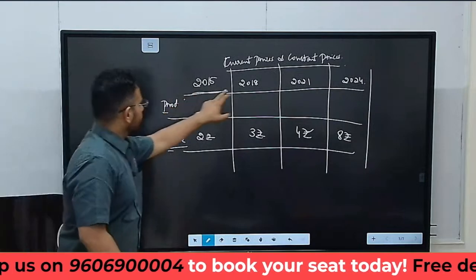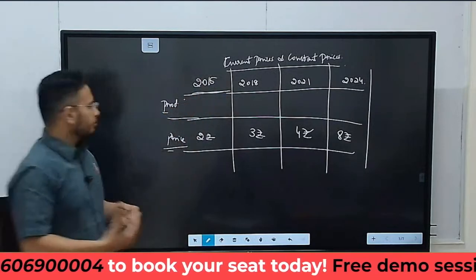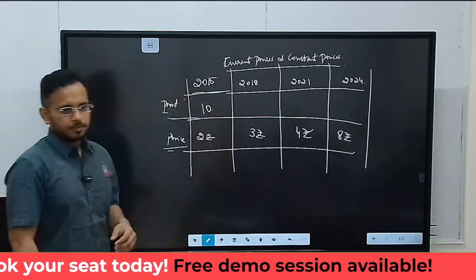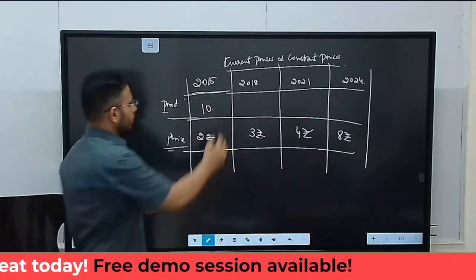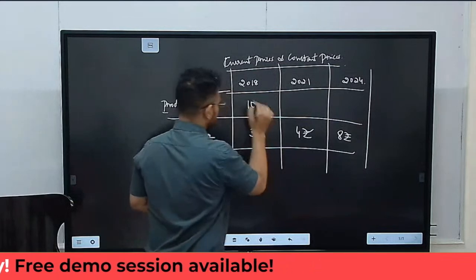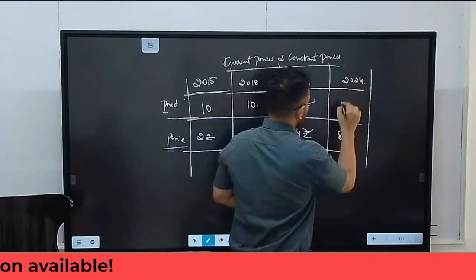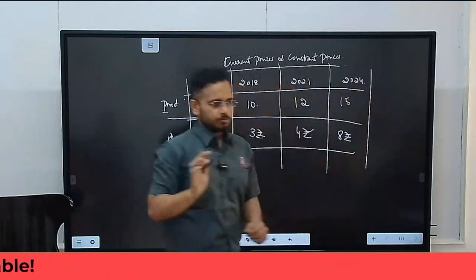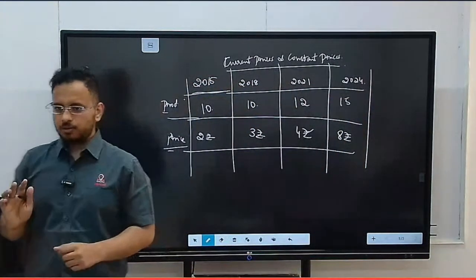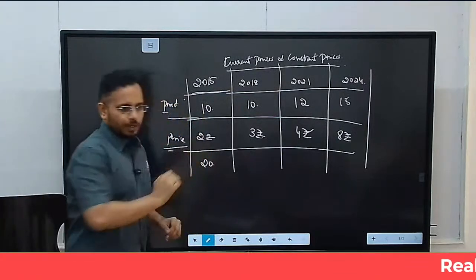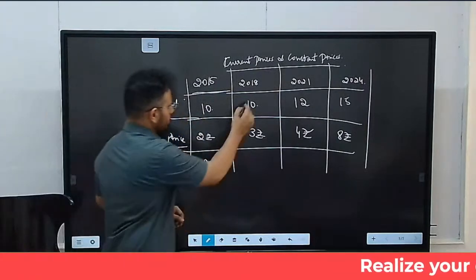In the year 2015, we have produced 10 eggs. The entire country has produced 10 eggs. 2018, we have produced 10 eggs. 2021, we produced 12. 2024, we produced 50. What is the GDP of the country? 10 into 2, 20 rupees is the GDP.